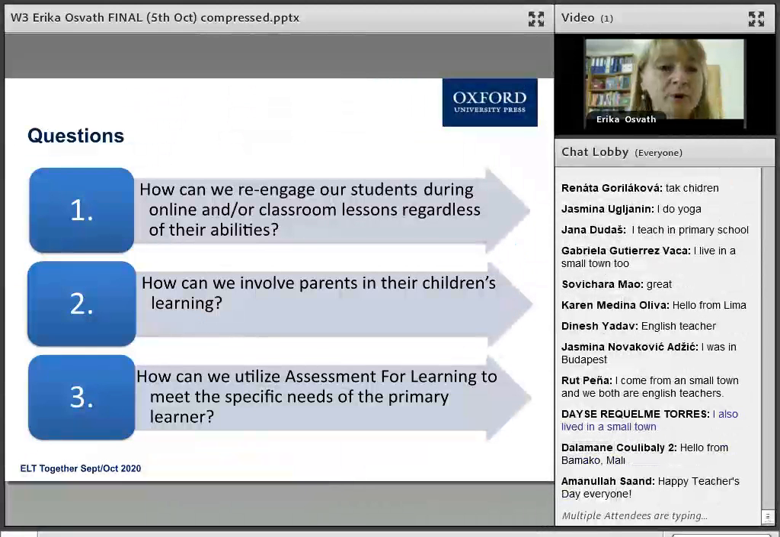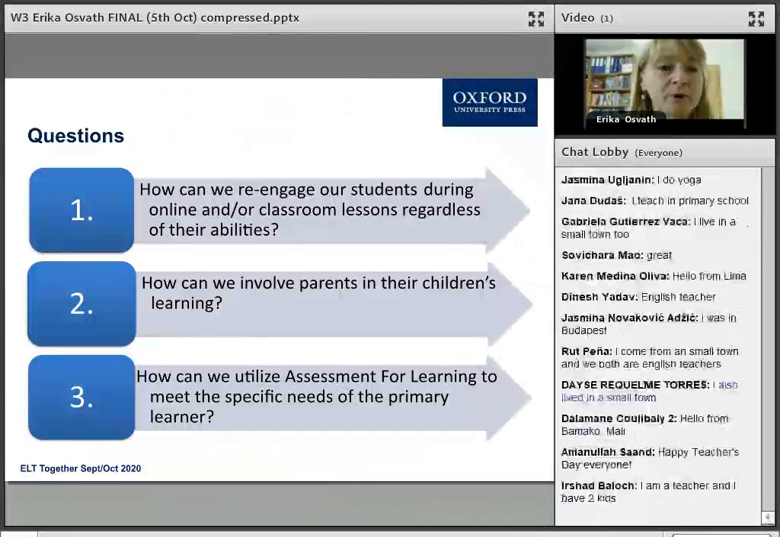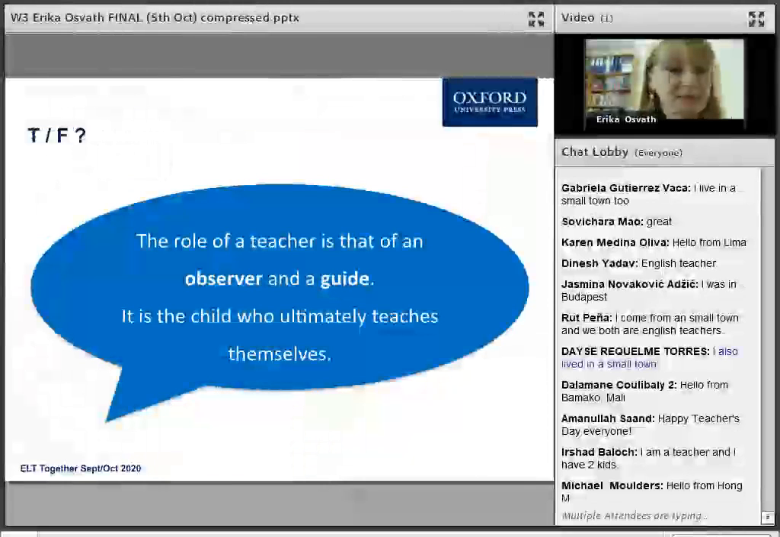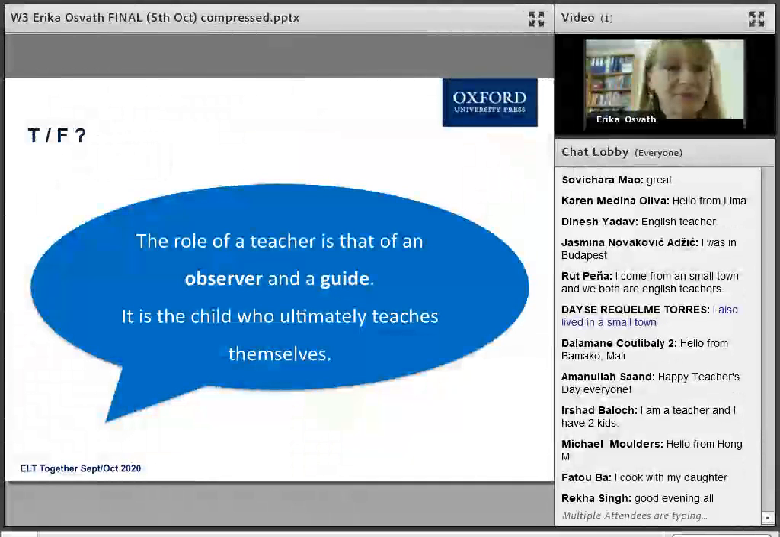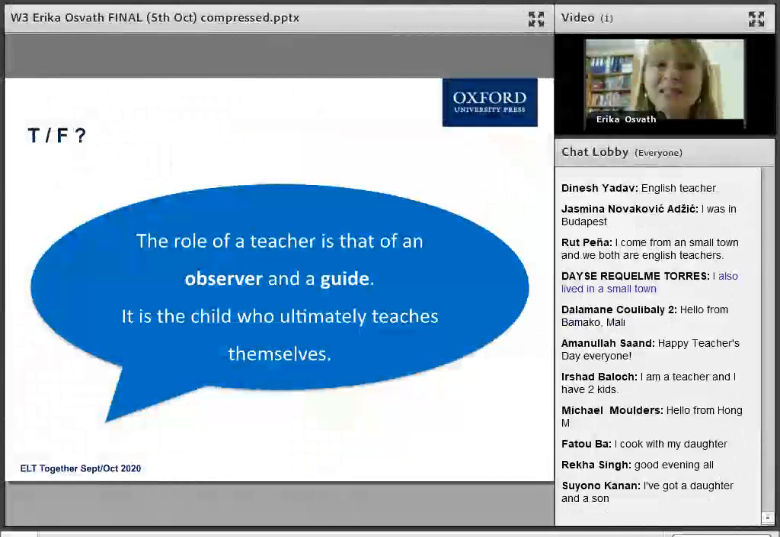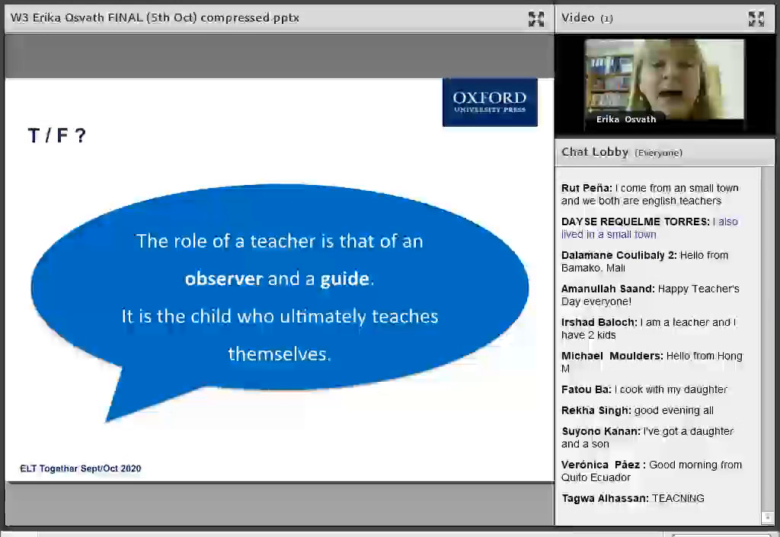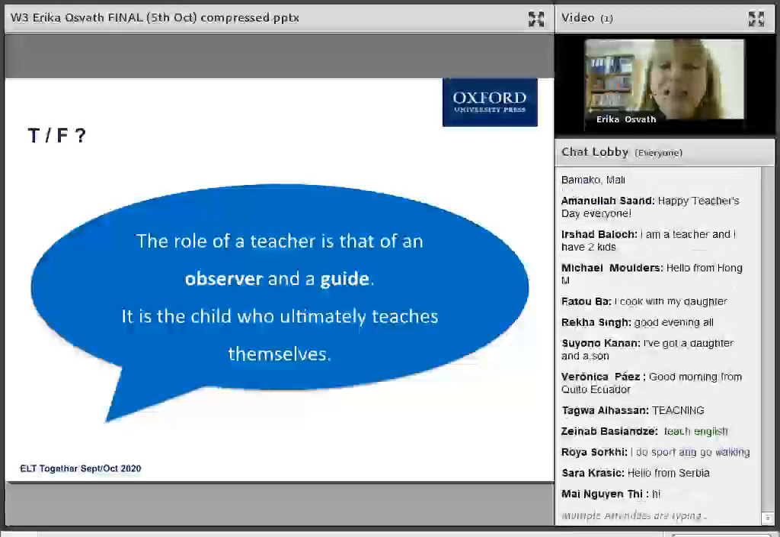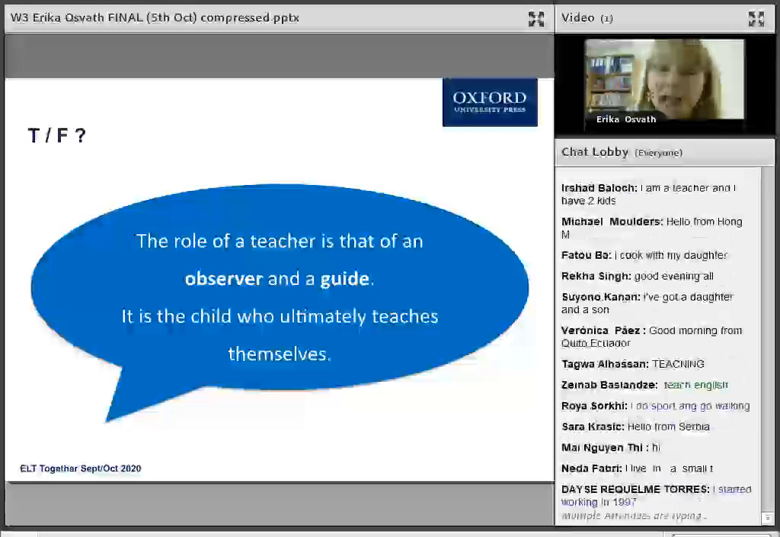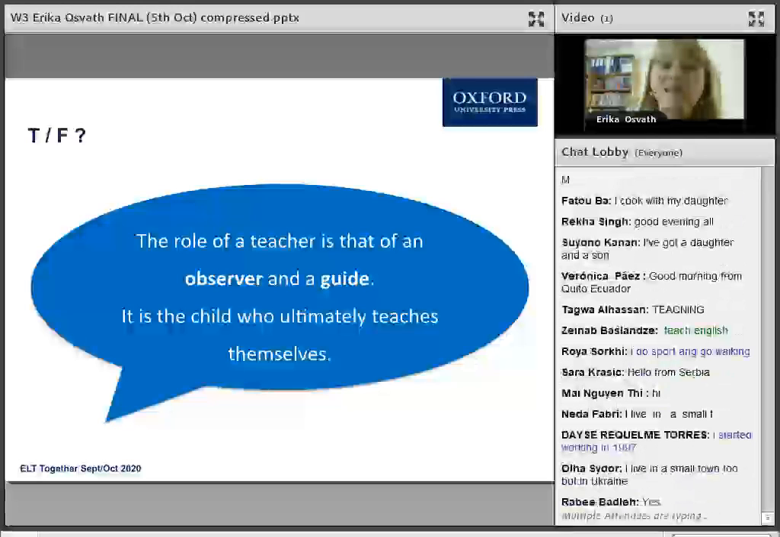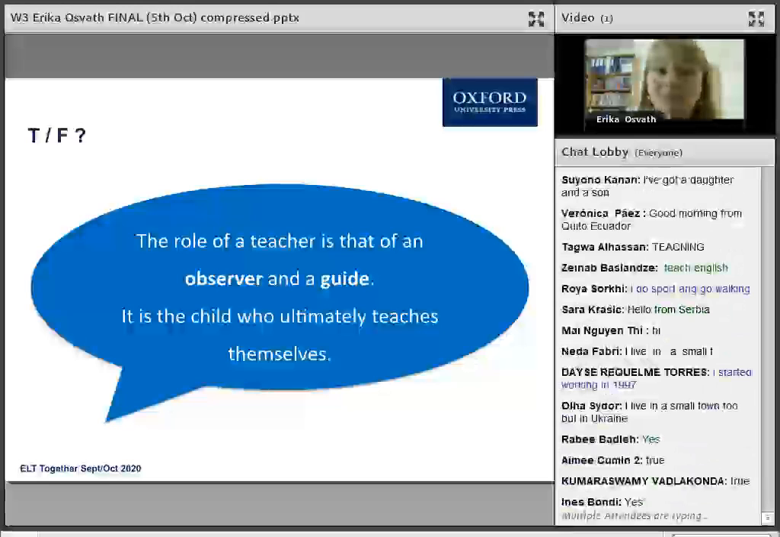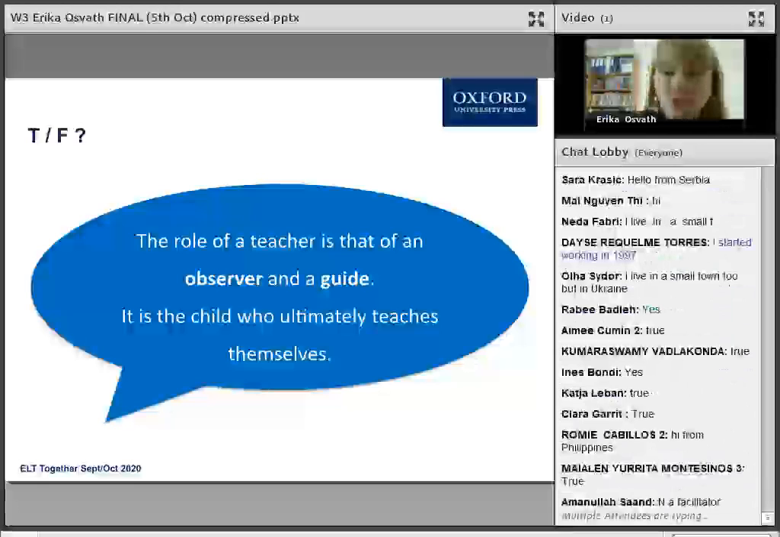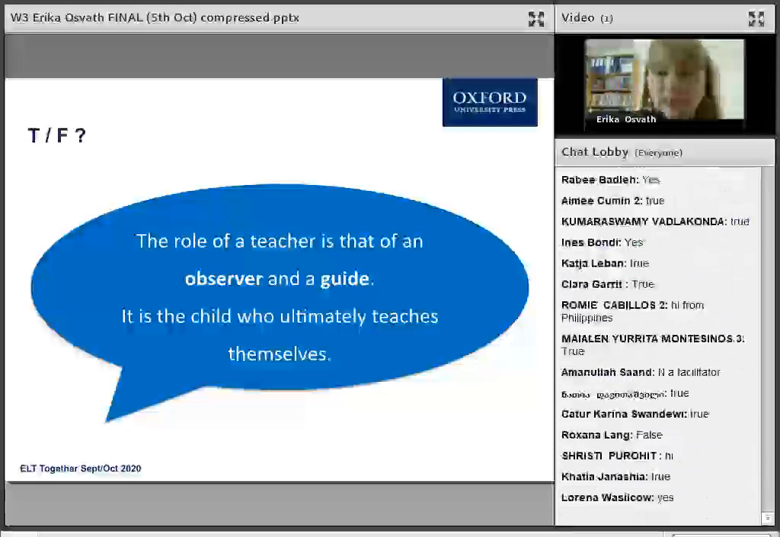Right, now let me just go back one slide. So now I have a teaching question for you. The role of a teacher is that of an observer and a guide. It is the child who ultimately teaches themselves. Is this true or false? What do you think? Is it true or false?